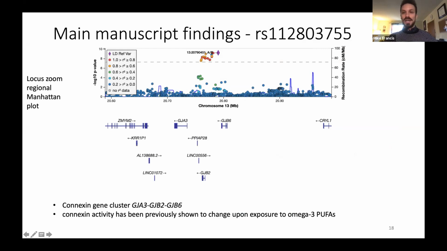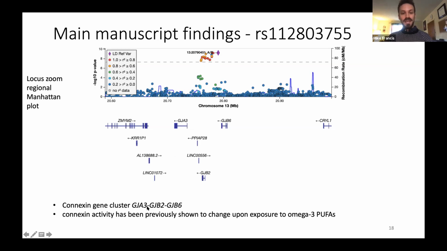So that's this RS112803755. It's our main SNP of interest. What I'm showing here is a locus zoom regional Manhattan plot, similar to the Manhattan plot I showed in the beginning of the presentation. This is a locus zoom plot, so just this one section of chromosome 13 we're looking at. Here is our significant lead SNP of interest. The cool thing about a locus zoom plot is it'll give you the SNPs that are in linkage disequilibrium with this SNP. So what we find is it's highly enriched in this cluster right here.